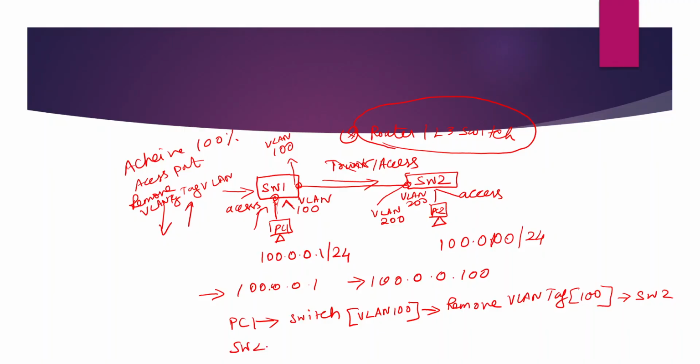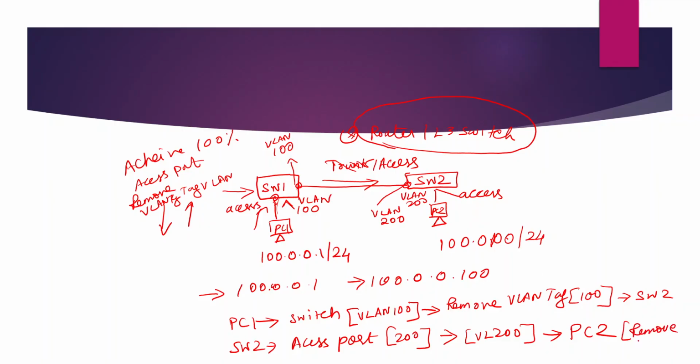Now this is an access port for switch 2, configured with VLAN 200. So it will tag the packet with VLAN 200 and check all the interfaces that are part of VLAN 200. It sends to all of them except this interface, because it's the incoming interface. So it will send to all the interfaces including PC2, and remove the VLAN tag because it's sending the traffic out.